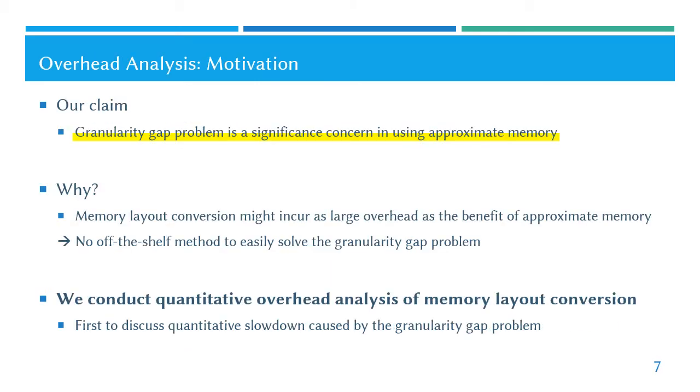Our claim in this paper is that the granularity gap problem is a significant concern in using approximate memory. Why is that? Because the memory layout conversion might incur as large an overhead as the benefit of approximate memory, in which case there is no off-the-shelf method to easily solve the granularity gap problem. To support this claim, we conduct quantitative overhead analysis of memory layout conversion, and we are the first to discuss quantitative slowdown caused by the granularity gap problem.